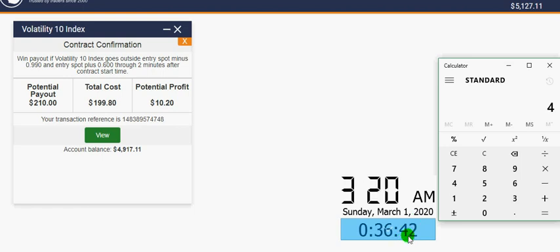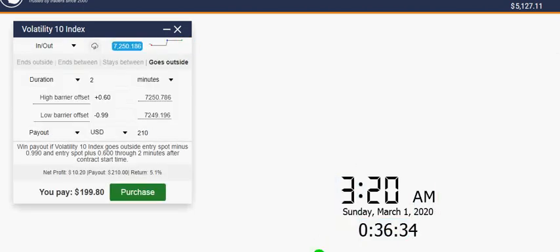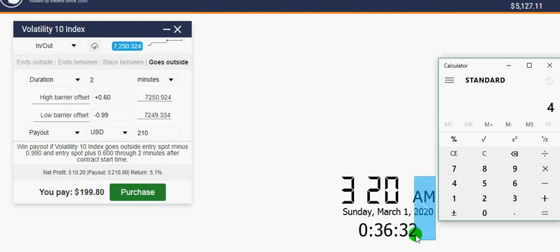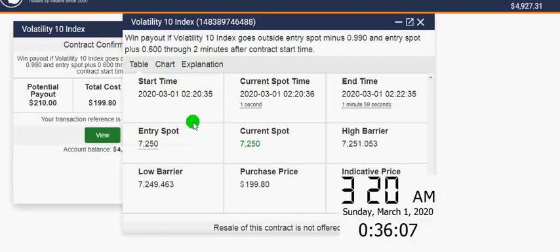Once this is in 10 seconds, we click on purchase. From 40, we start counting. Once it's in 10 seconds, we click on purchase. Okay, 10. We click on purchase, then we click on view.